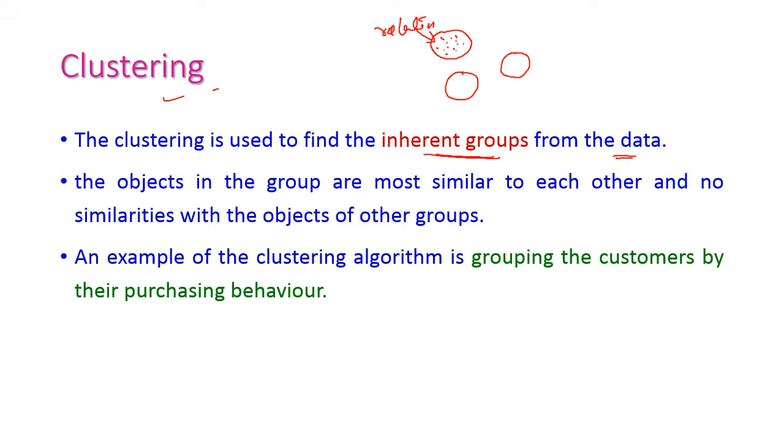to each other, and between objects of different groups there is no relationship, or the differences are very high. Okay, some examples for clustering are grouping the customers based on their purchasing behavior. And just now we have seen the fruits example also. So this is also an example for clustering.